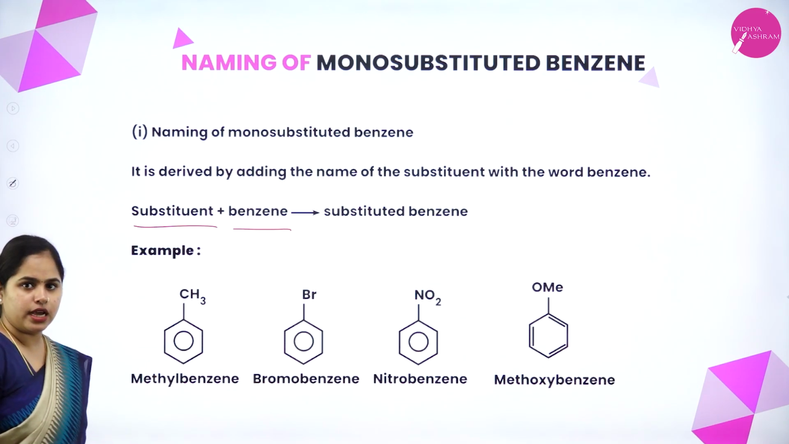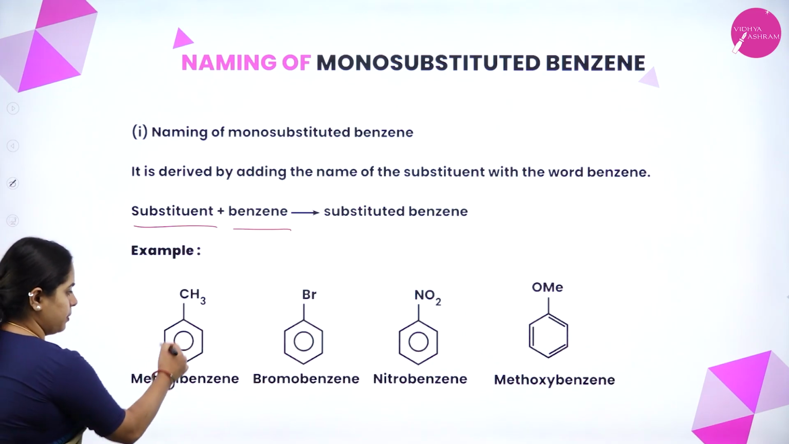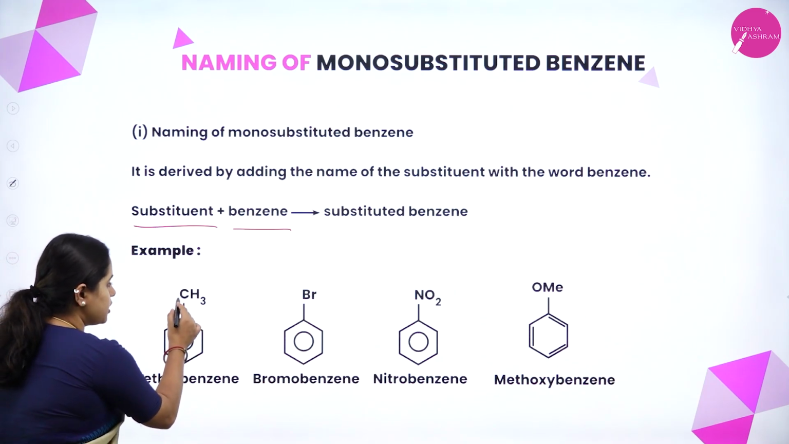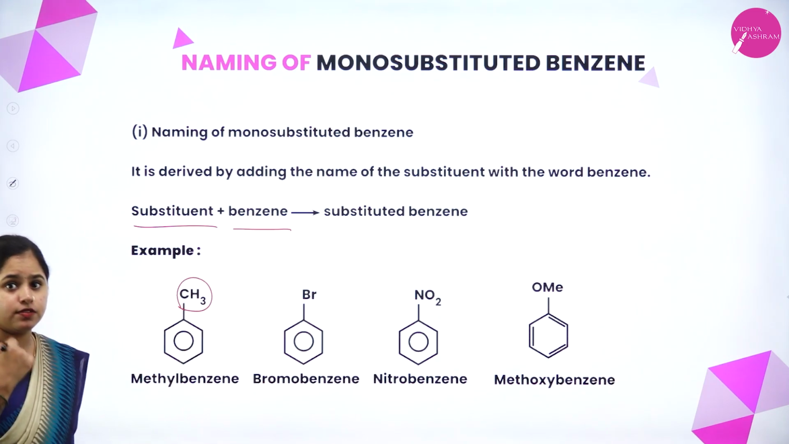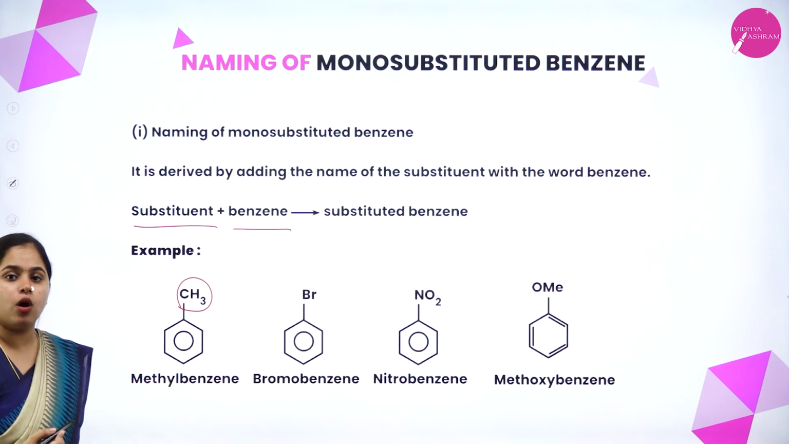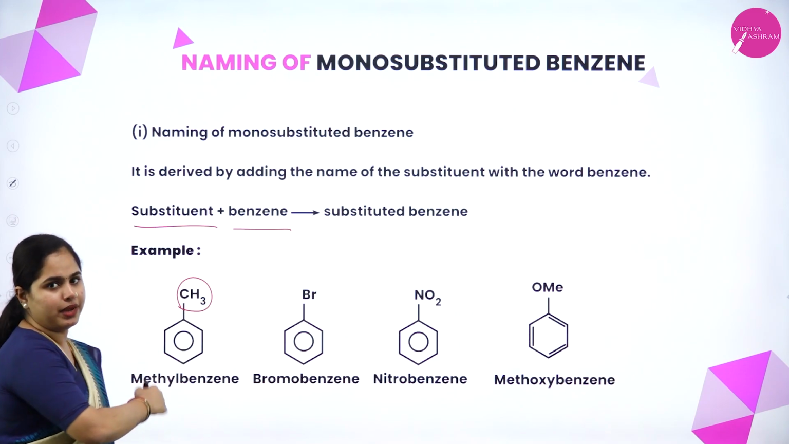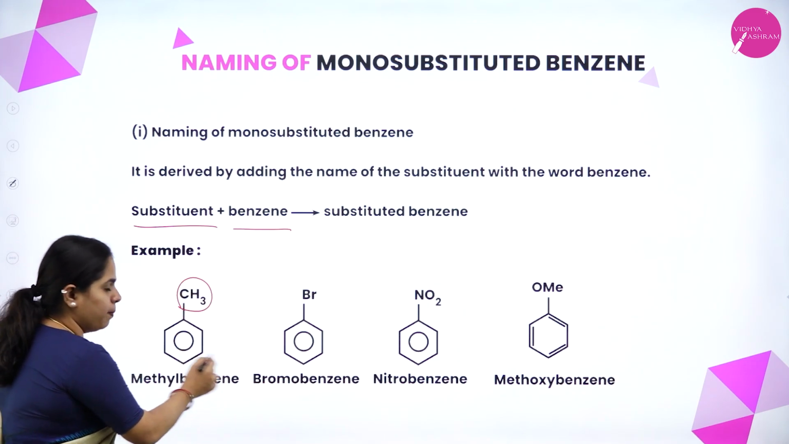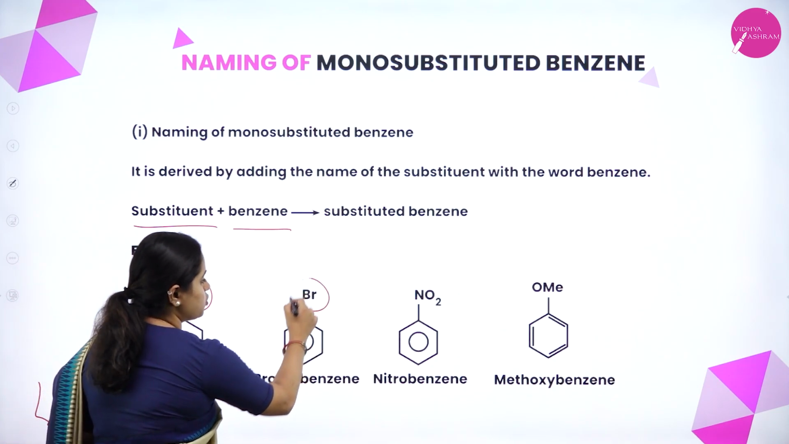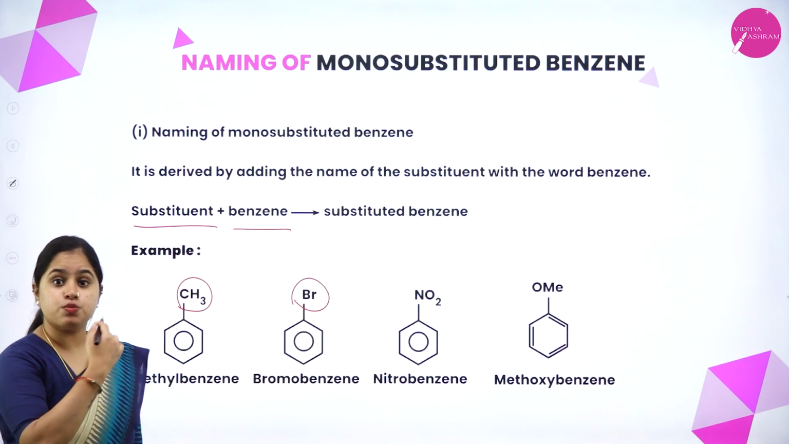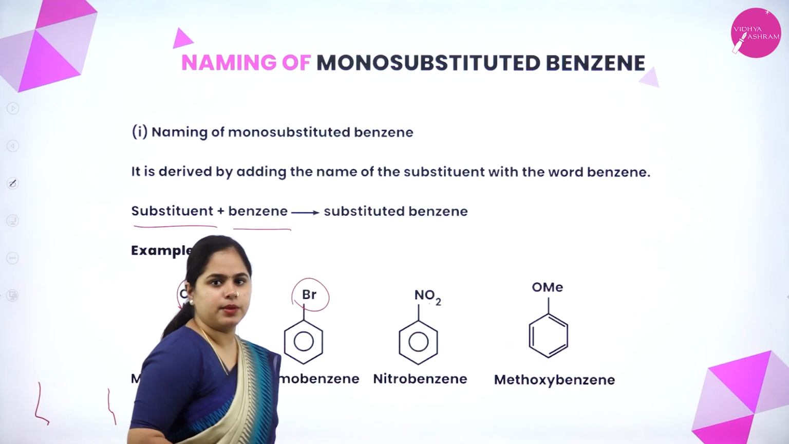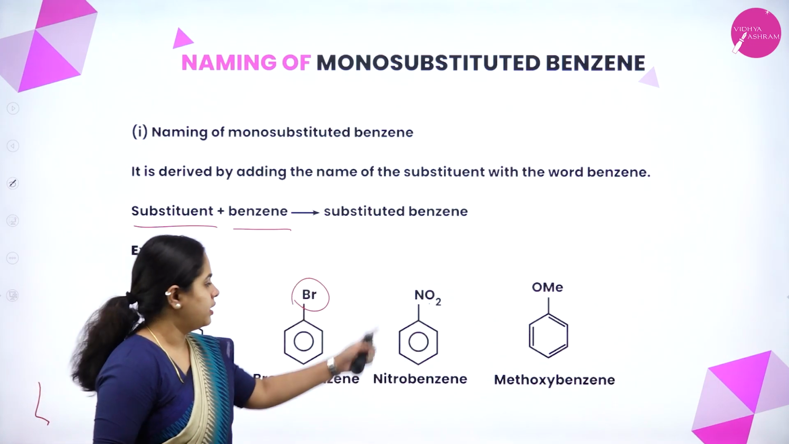So let's understand it. The first one, as you can see, there is a benzene ring. This is a monosubstituted benzene, right? On the benzene, there is one single substituent which is present, which is methyl. Right, it is methyl. So what is the name of the organic compound? The substituent name plus benzene. It will be methylbenzene. Okay, this is methylbenzene. Moving on to the next one. The substituent is bromine. So it is bromobenzene. Next one is nitrobenzene. The prefix is nitro, right?